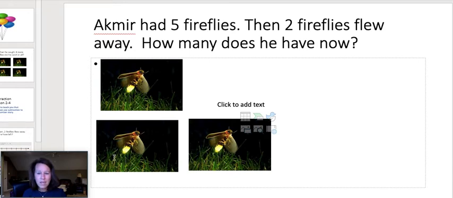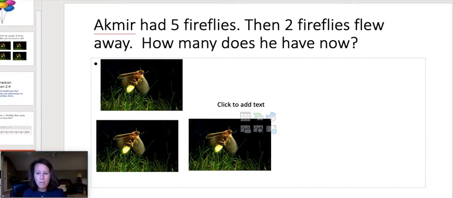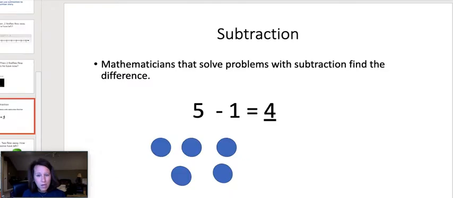When we're looking at a story to solve with the math, and we're looking for something that is taken away or compared, we come up with a way to think of subtraction to solve the problem. And when we do get the answer, it's called the difference. Let's look here. There are 5 objects. If we took 1 object away, we'd have 4. That's the difference.